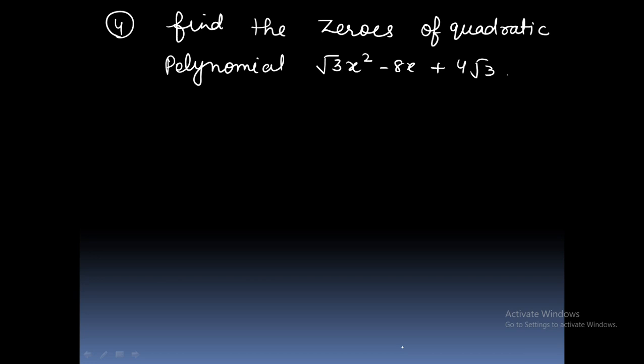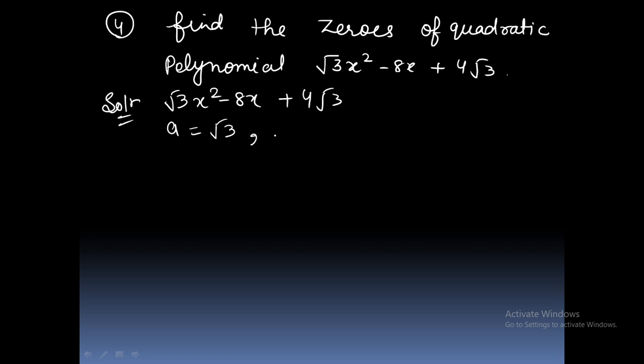Now next question. Find the zeros of the quadratic polynomial. We have been given a quadratic polynomial and we have to find its zeros. Root 3x square minus 8x plus 4 root 3. Here a is given as root 3. You can find it out.